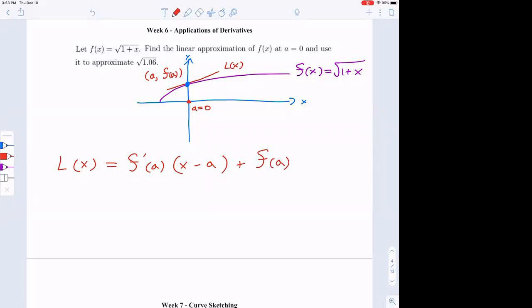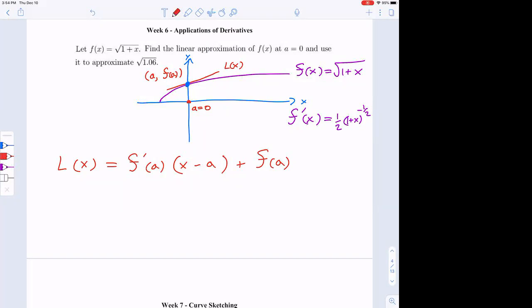Now to finish off the job, we have to plug in a, and we need to know what the derivative is. So let's go ahead and take the derivative. My f prime of x: we bring down the 1/2 and drop the power by 1, so we get minus 1/2 in the power. By the chain rule, we take the derivative of 1 plus x, but that just disappears.